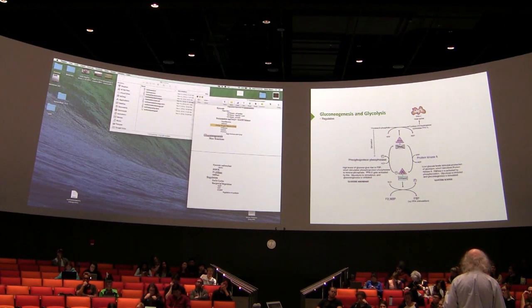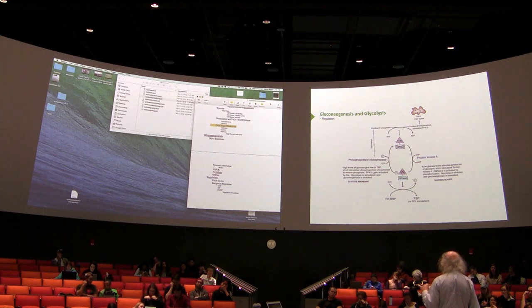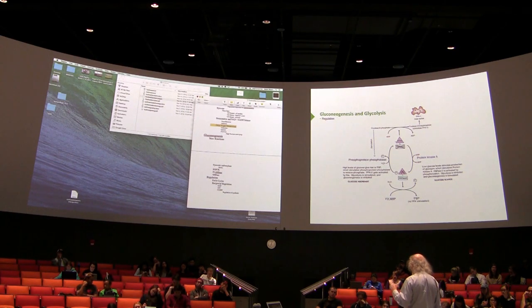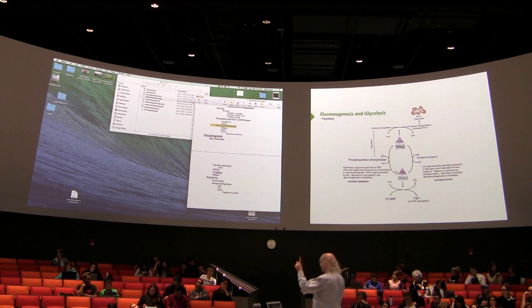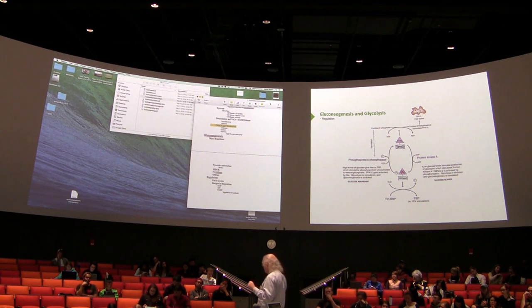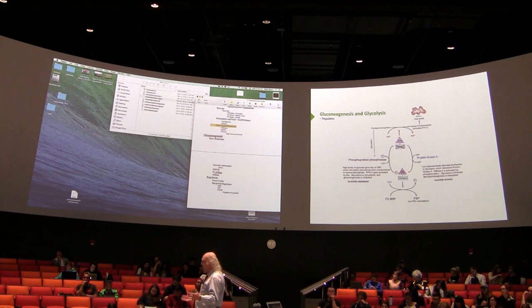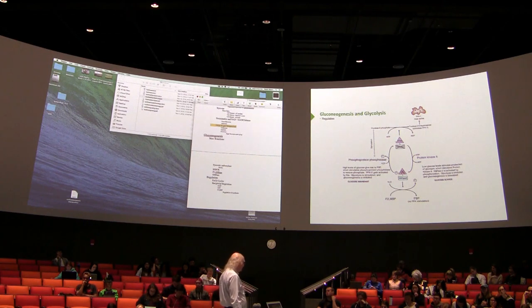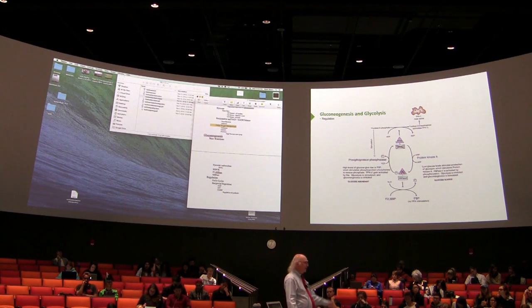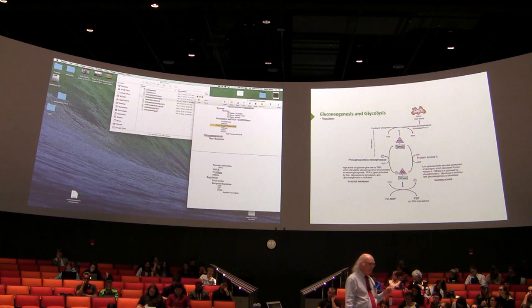So we see that FBPase2 is active. FBPase2 is knocking out fructose 2,6-bisphosphate. We eliminate fructose 2,6-bisphosphate, and we're going to activate gluconeogenesis. Because if there's no fructose 2,6-bisphosphate to inhibit F1,6-BPase, then gluconeogenesis is going to occur.